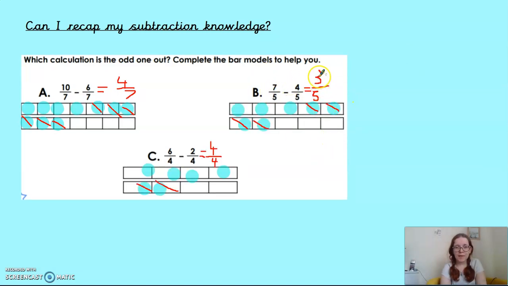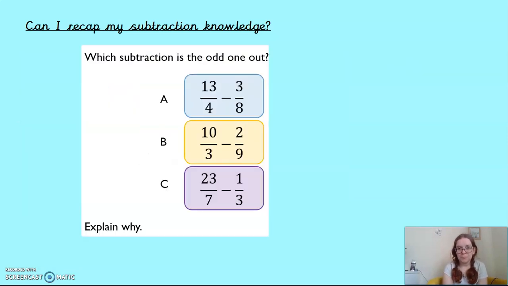Okay guys, so B is 3/5 and C is 4/4, which is the same as 1 whole because we've got 4 parts make the whole, which means that C is the odd one out. Hopefully you managed to work that out as well. Okay, let's move on to the next example.